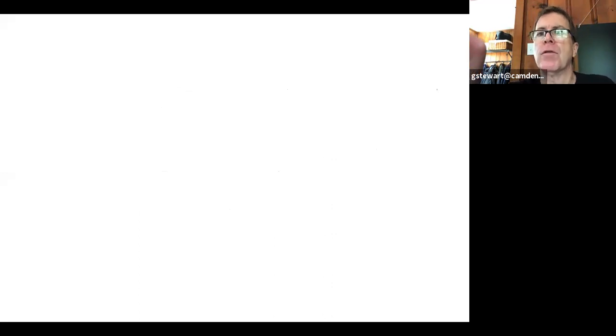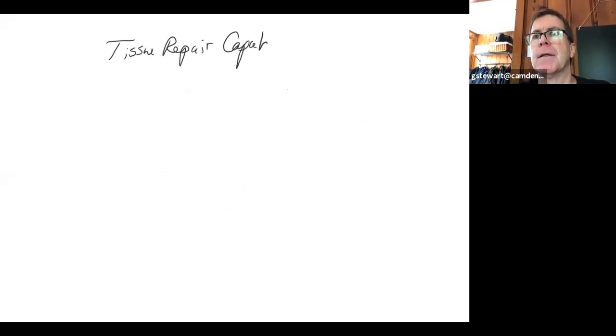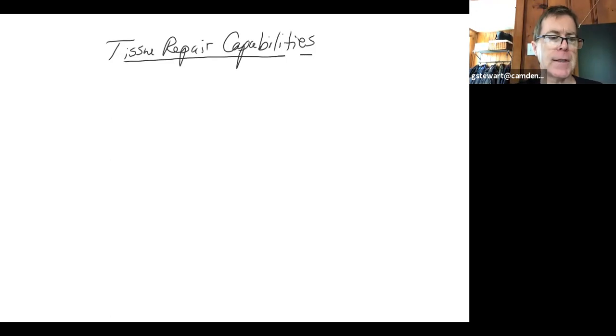I do want to go over the categories of tissue repair capabilities. This is my last whiteboard of the day. I believe your book does this; I don't have my textbook in front of me. They categorize different tissues in the human body, and now that you know all of them, based on their regenerative capabilities.